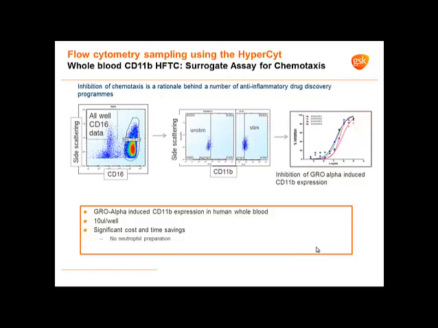And just using light scatter and CD16, we can identify our population of neutrophils. In this neutrophil population, we can look at the upregulation of CD11b and obviously look at the effect of inhibitors on Gro-alpha stimulated neutrophils in whole blood. Now, what's really significant about this is that we can use as low as 10 microliters per well. In fact, we've actually been lower than that, and assays like this can be configured to 3 or 4 well formats.